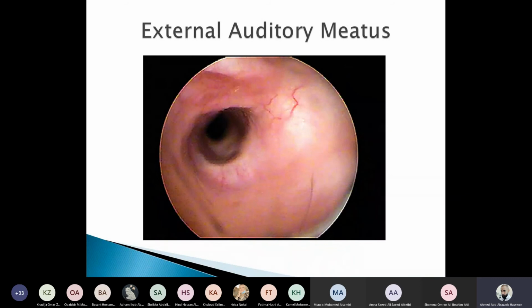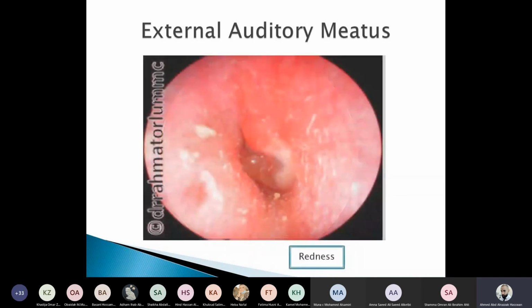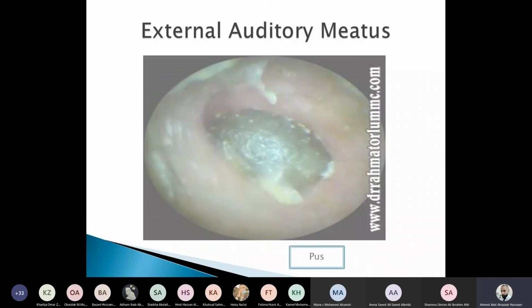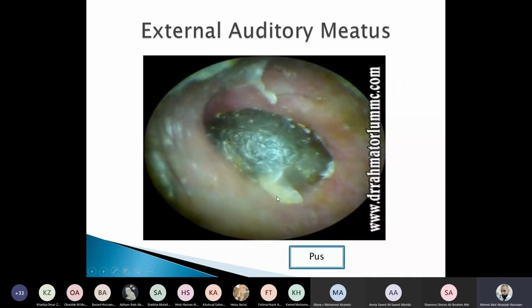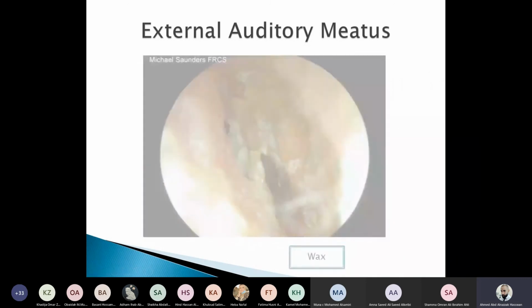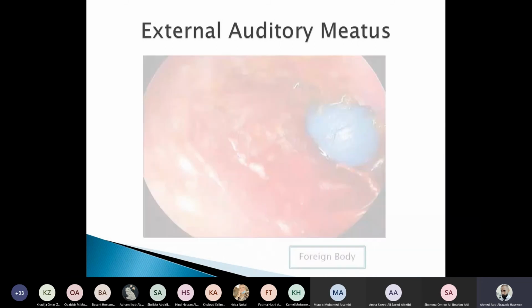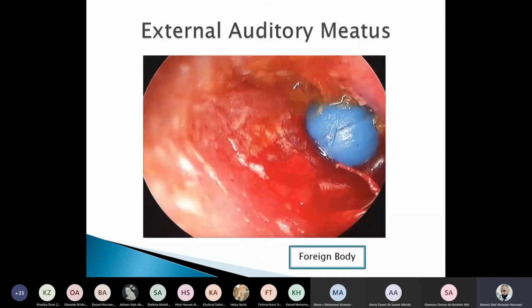And in the exam, we should comment that we don't have any abnormalities. What are the abnormalities? It could be redness and swelling, which may indicate, of course, infection or inflammation. Any discharge, whether it's blood, pus, or fluid. And finally, if we have any wax or plugs occluding the external auditory meatus, and if we have any foreign bodies. Okay, guys, so these are the comments that we want to give over the external auditory meatus.